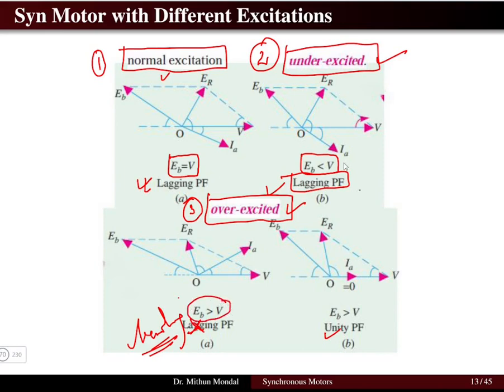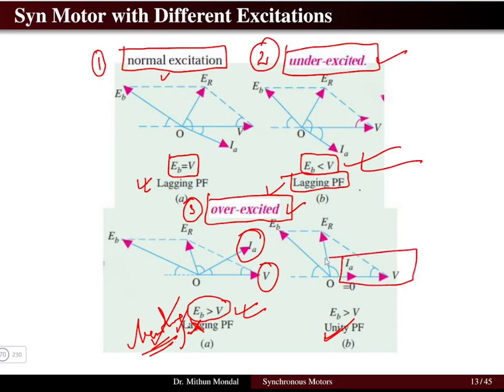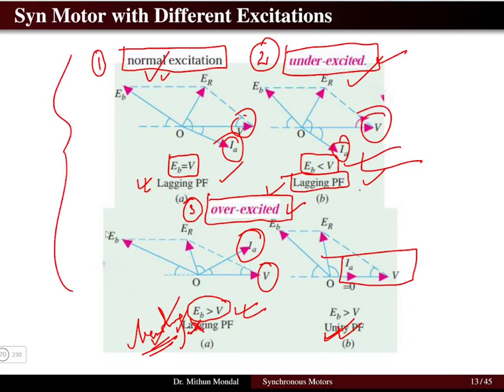So if you notice here, under the under excitation condition, the back EMF was less than the supply voltage, whereas under the overexcited condition, the back EMF is more than the supply voltage. Also, the power factor can be either leading or unity. It means that the current will be leading the voltage if it is the leading power factor condition. The current and voltage will be in phase with each other if it is under the unity power factor condition. But for the normal excitation and under excitation, since it operates under the lagging power factor condition, the current will always be lagging the voltage. So these are the three different excited conditions.